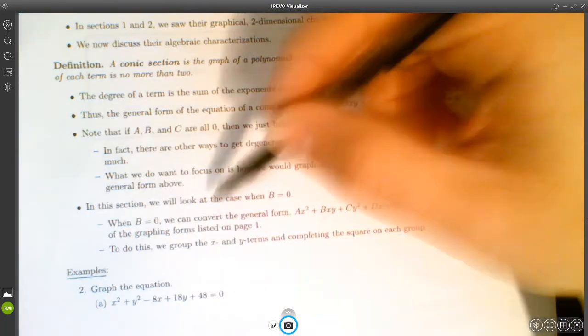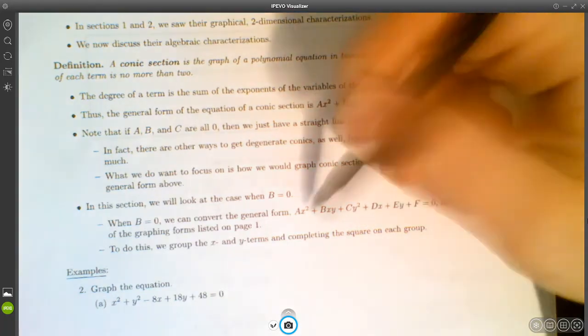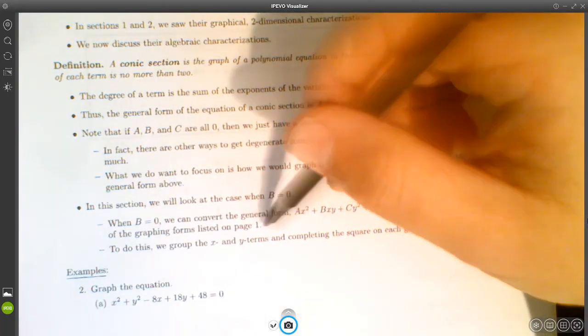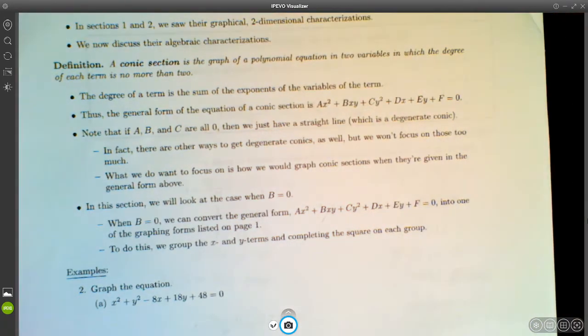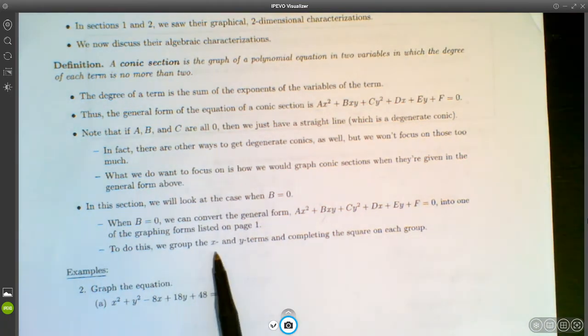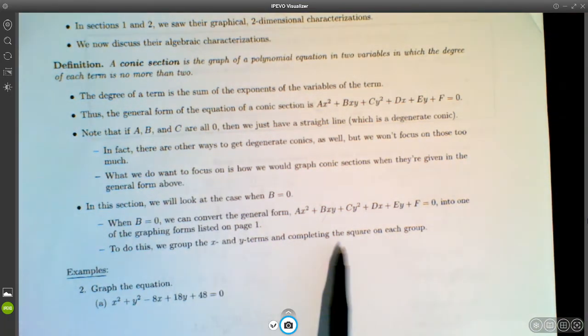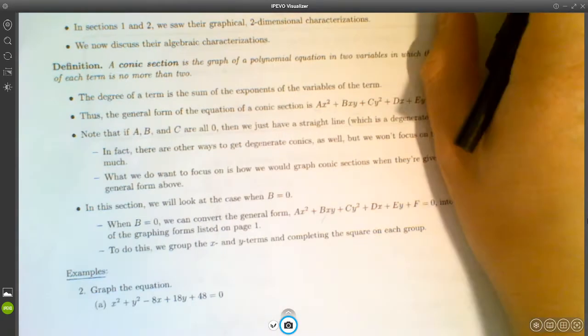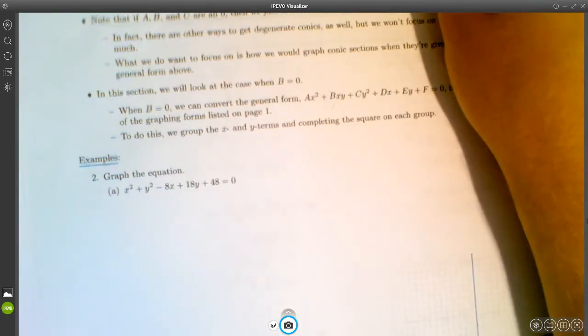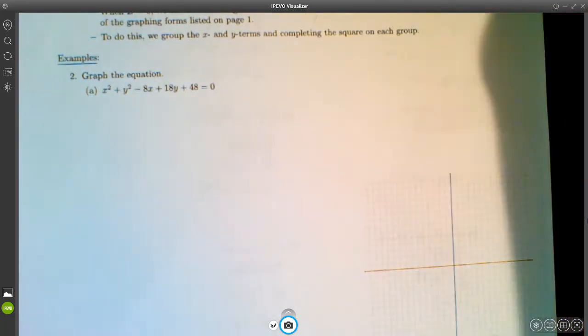So when b equals 0, we can convert this general equation into one of the graphing forms that we listed on page 1. The way that we do this is we group the x and y terms together, and then we complete the square on each group. Now, it may have been a while since you've completed the square, so I'm going to remind you how this goes. Okay. So let's say that we want to graph this conic section.